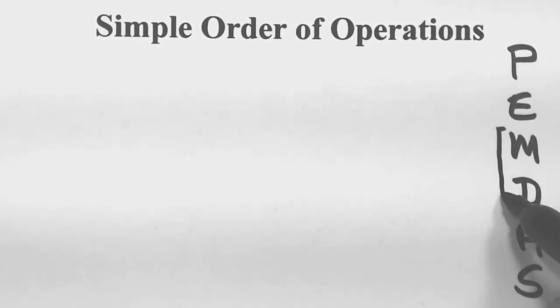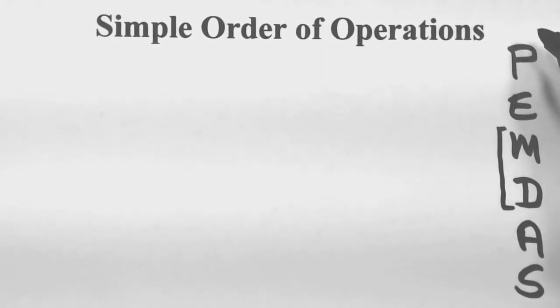One of the problems with PEMDAS is that some of these things are of the same importance, like multiply and divide, and when you learn this, you always assume you multiply first before you divide, which is absolutely incorrect. Let's take a look at a better way of looking at the order of operations, and then I'll show you the correct way of interpreting it.